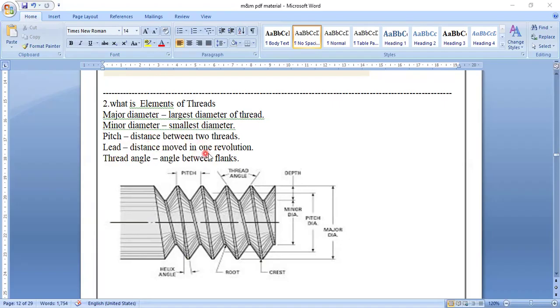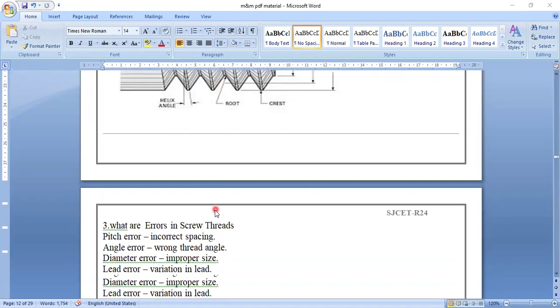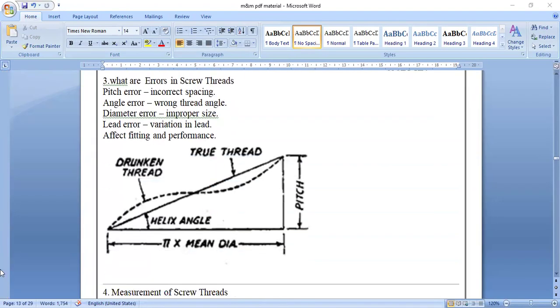Lead means the distance moved in one revolution. Thread angle means the angle between two flanks. Here is the thread angle, and this is the pitch. You can see this in the second question. Now I will take the next question: what are the errors in screw threads? Generally the errors in screw threads are as shown in the above picture: pitch error, angle error, diameter error, lead error.